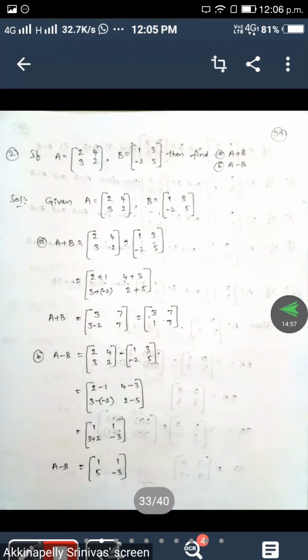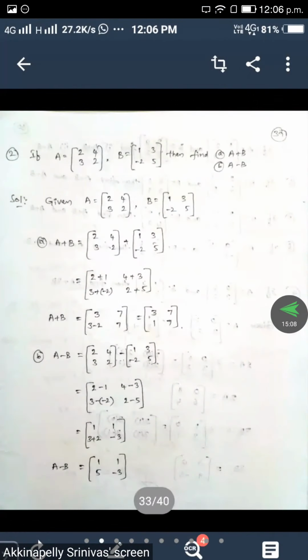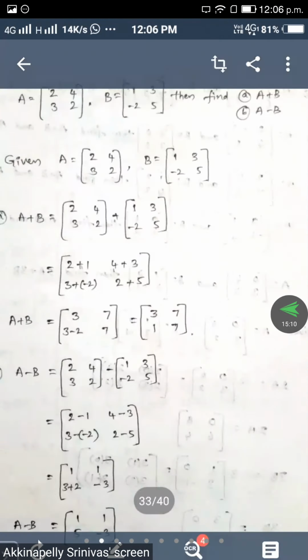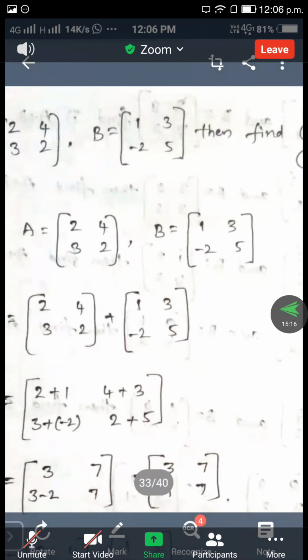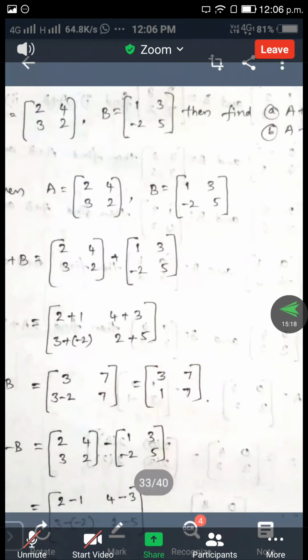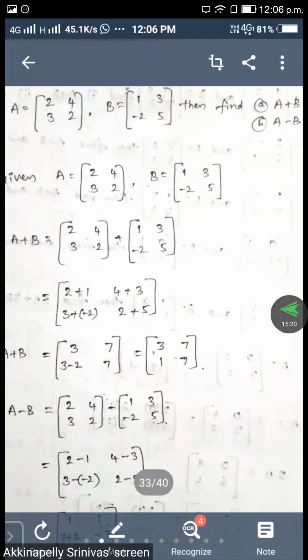Second problem. If A equals 2, 4, 3, 2 and B equals 1, 3, minus 2, 5. In the B matrix it is minus 2, 3. So A is 2, 4, 3, 2 and B is 1, 3, minus 2, 5. Then find A plus B and A minus B. Both you can find.